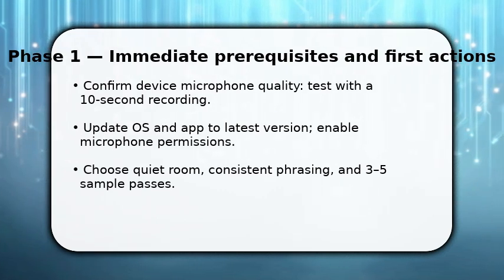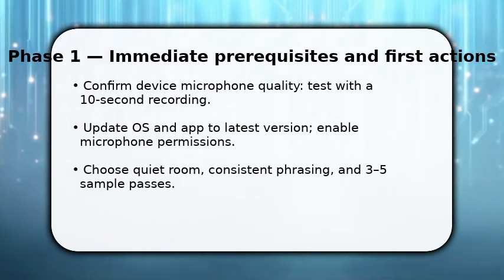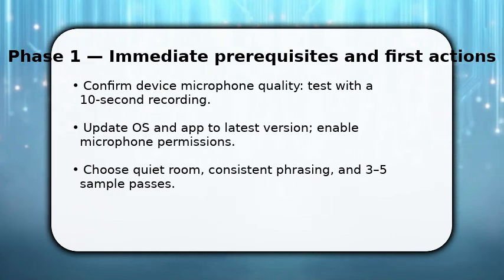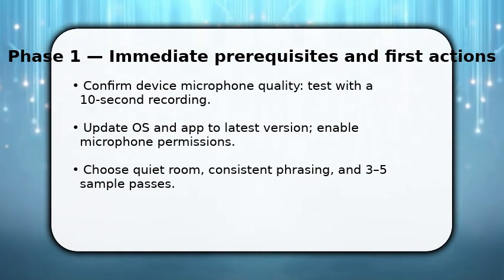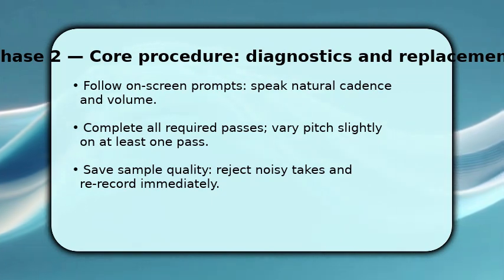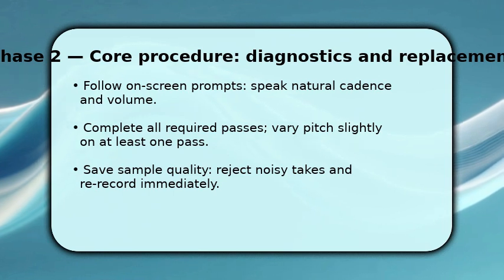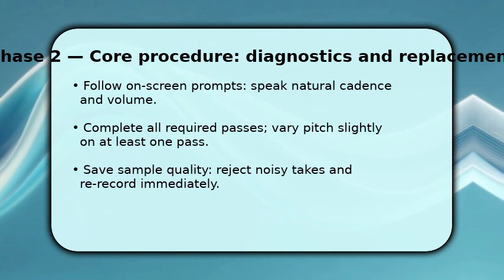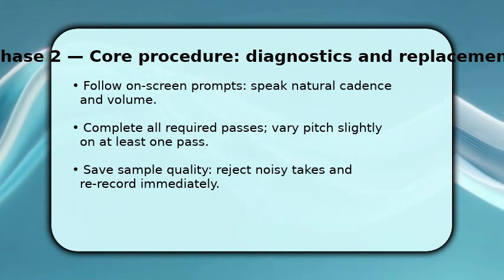These introduce errors later. You are building a template. Small differences now will affect recognition accuracy, so follow prompts precisely and repeat if asked. Once enrollment begins, focus on creating a robust template by giving varied yet consistent samples. You should vary pitch a little on one pass, higher or lower, while keeping words identical. This helps the model generalize.